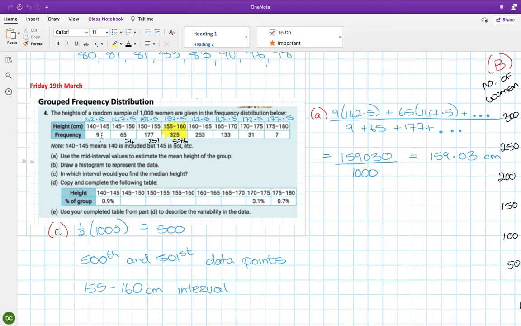Copy and complete the table. So we're doing percentages here. So that 0.9% that's there would have been 9 divided by 1,000 multiplied by 100. Yeah, so the 9 from up here over the total multiplied by 100. So the next one will be 65 divided by 1,000 multiplied by 100, which is 6.5%. And then the 177 is 17.7%.